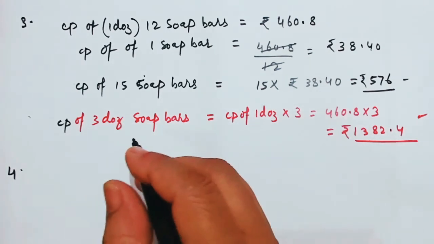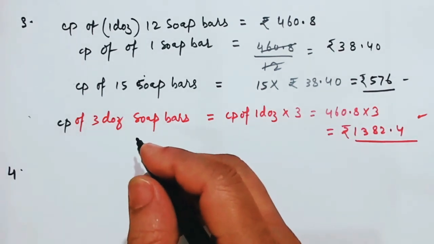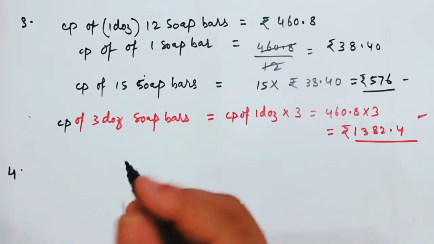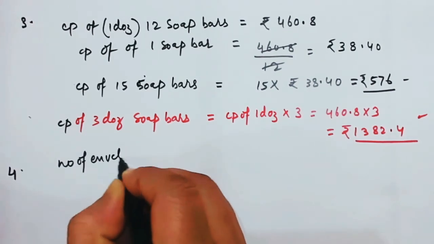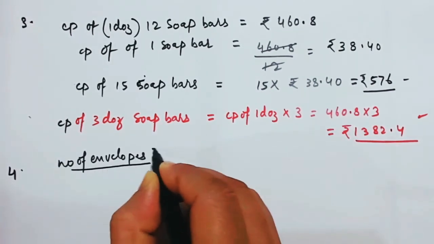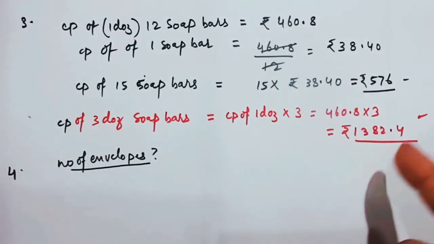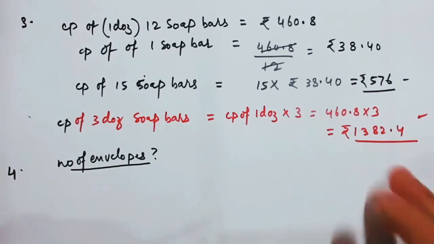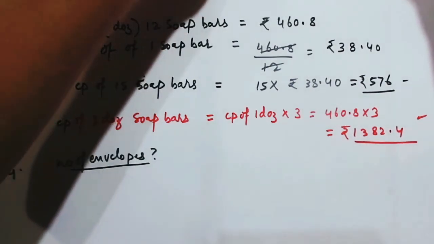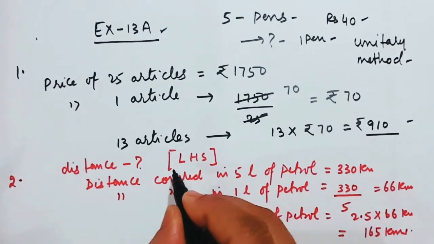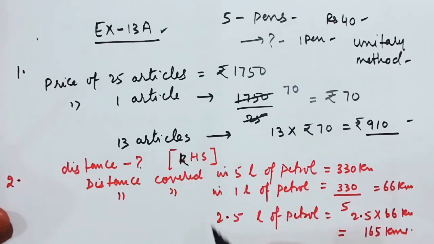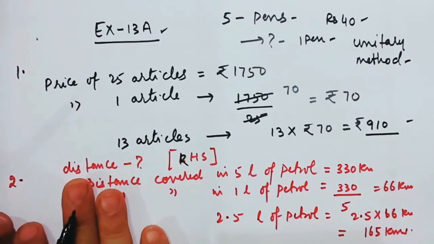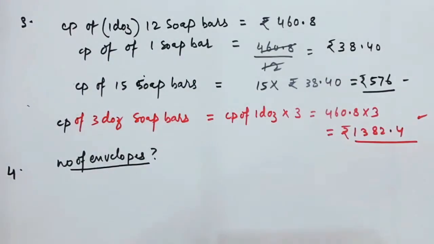Okay, for example, in number 4, the cost of 35 envelopes is 105. How many envelopes can be bought for rupees 90? They are asking you the number of envelopes. So this number of envelopes should be on your right hand side. What did I mention? Let me see the other sheet. See, I made a mistake over here. I was not able to distinguish between right and left. Isko right hand side. Very good. Whatever you are being asked should be on the right hand side. Chalo, galti hota hai.